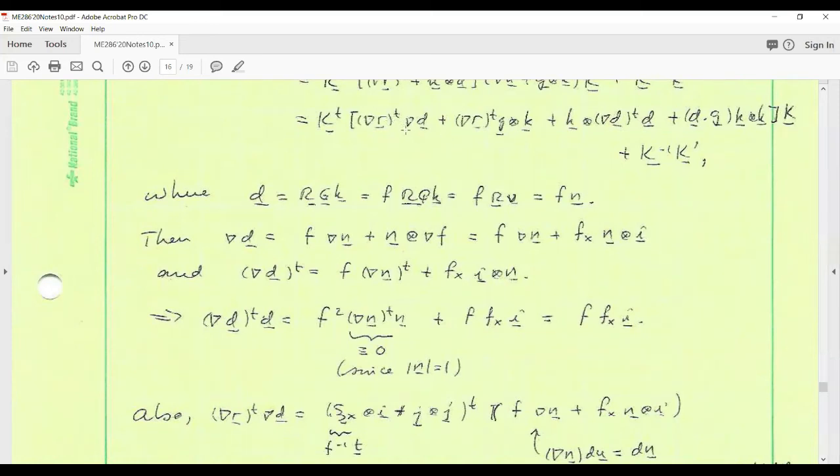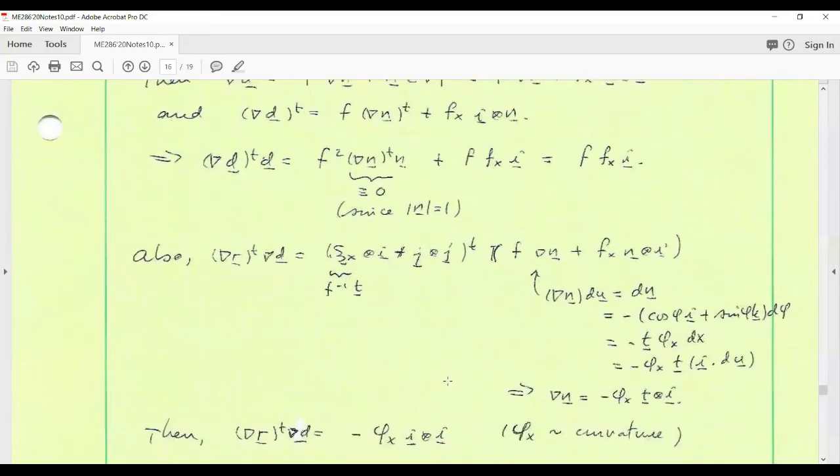We also need grad R transpose grad D. That's a bit more complicated. Using our previous results, let's see. The only complication is grad n. To figure out what that is, let's use the chain rule. Grad n du is dn. n was minus sine phi I plus cos phi k. Take a derivative of that, you get this. Phi is a function of x. So that's this, and you can extract grad n.